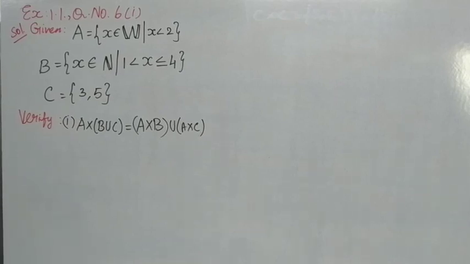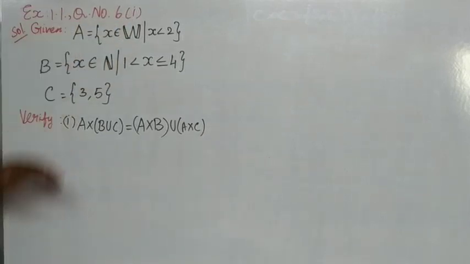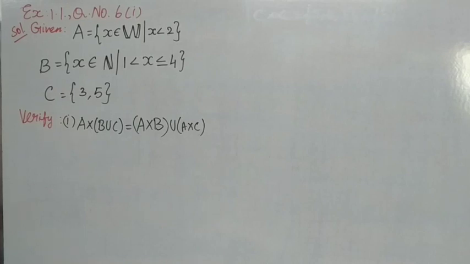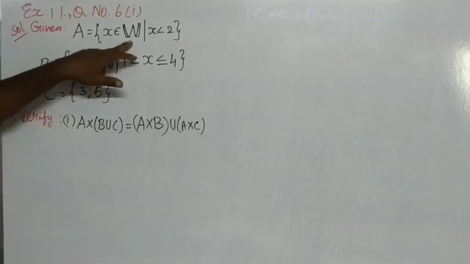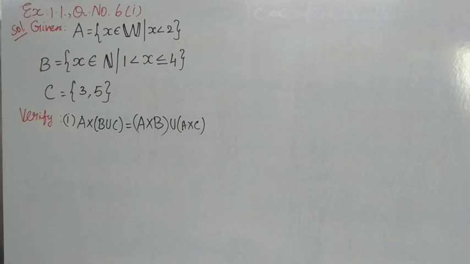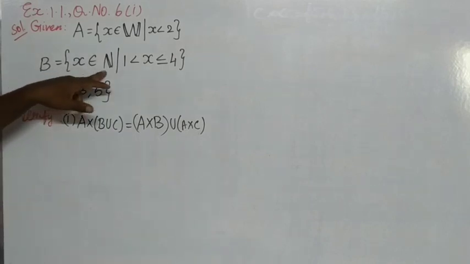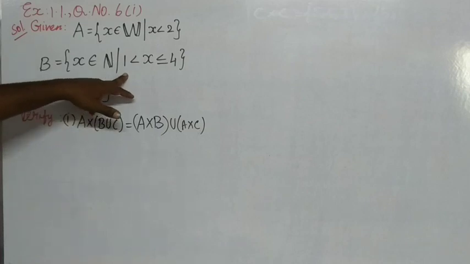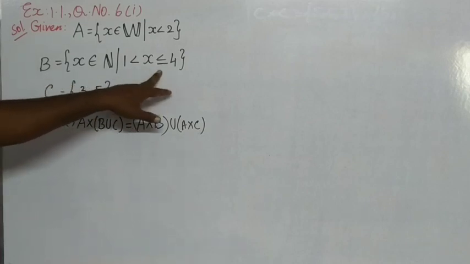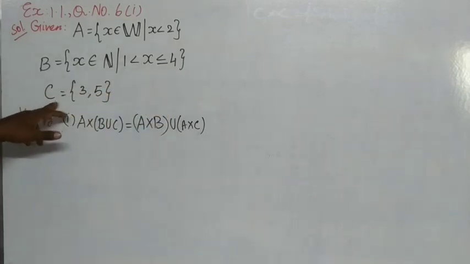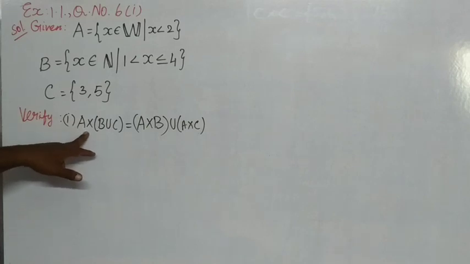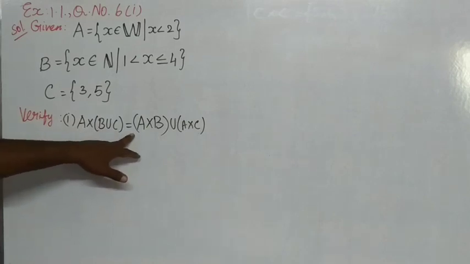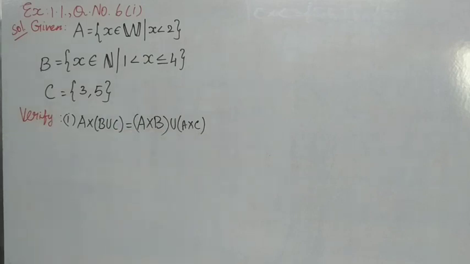Hello students, question number 6, first point from exercise 1.1. See the problem. Given A is equal to the set of all x belongs to whole numbers such that x is less than 2. B is equal to the set of all x belongs to natural numbers such that x is greater than 1 and x is less than or equal to 4. Then C is equal to {3, 5} is given. You have to verify that A cross (B union C) is equal to (A cross B) union (A cross C). So it is given, we have to verify that.